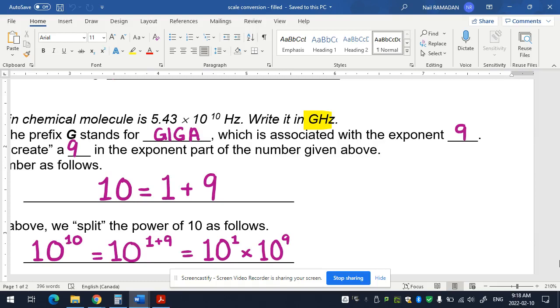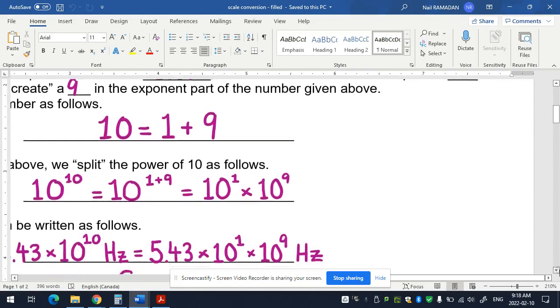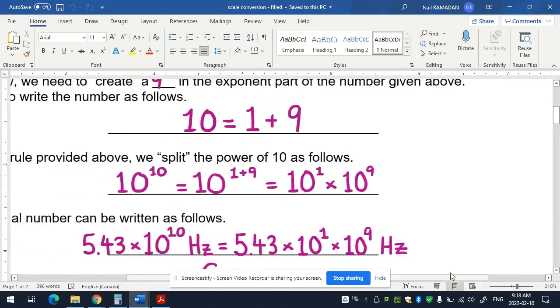Everyone, can I now, instead of writing times 10 to the 10 here, can I write those two things? Yeah. Again, what math says, if two things are equal, you can replace one or the other. Okay. So my next step, go ahead, is this. See, I am planting something in place of something else. So 5.43 times 10 to the 10 hertz is 5.43 times 10 to the 1 times 10 to the 9 hertz. Do I have a 9 explicitly shown now?